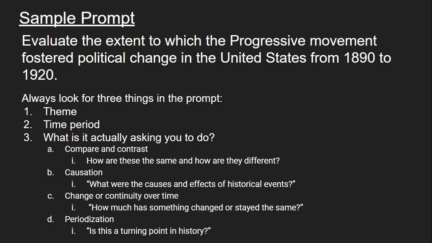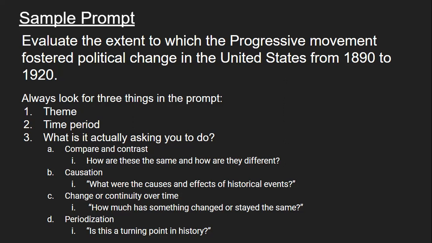So you can look for clues in your prompt to see what they're actually asking you to do, and that can help you figure out how you should approach the essay. So in our sample prompt, evaluate the extent to which the progressive movement fostered political change in the United States from 1890 to 1920. First and foremost, if you look at theme, we know it's about political change. Secondly, if we're talking about time period, we know it's from 1890 to 1920. So we already know we're thinking about political change in this 30-year period from 1890 to 1920.